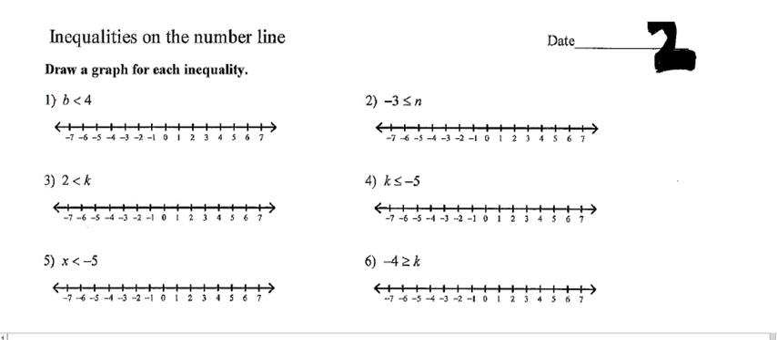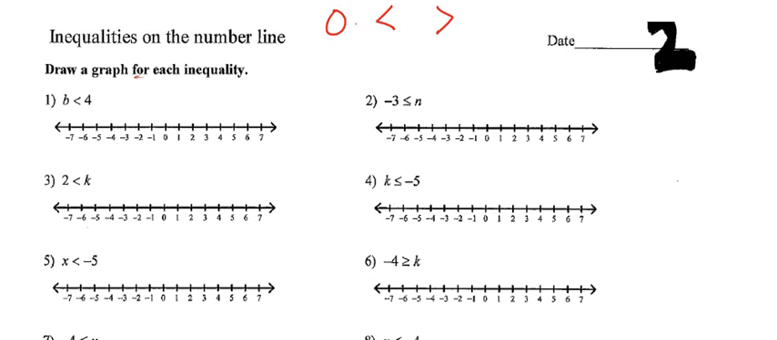Remember, we have a poster up at the front of the room about open circles are for less than and greater than, and closed circles for inequalities on a number line are less than or equal to or greater than or equal to. So let's just do a couple, as a quick reminder.